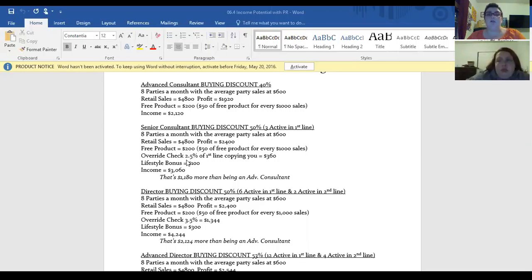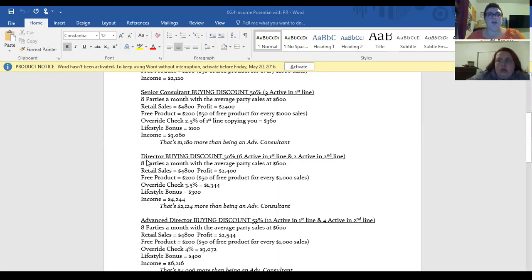You then get an override check. You get 2.5% of each consultant. And so let's just say they're mimicking what you do, so that's $360 in your pocket. And then you get a lifestyle bonus of $100. That's $1,180 more a month, staying in the exact same 8 parties, averaging $600 a month. So you just bumped your income up by $1,100 and didn't really have to do anything but get 3 people on your team. Then the director, you get a 50% buying discount.